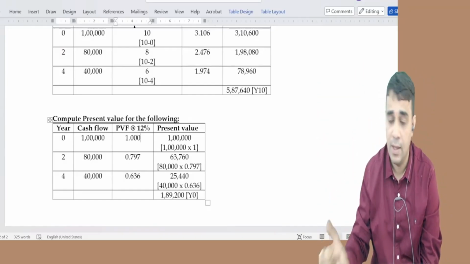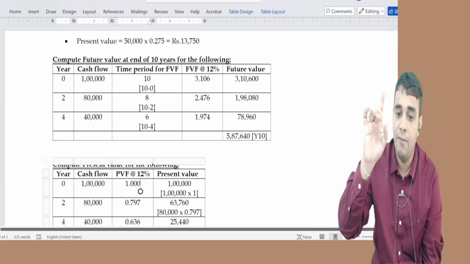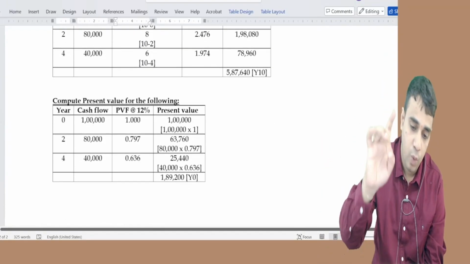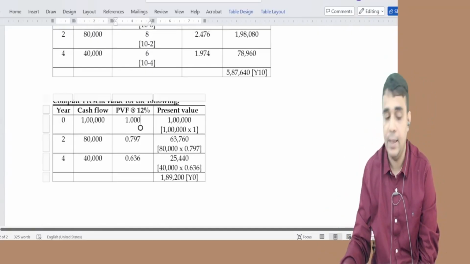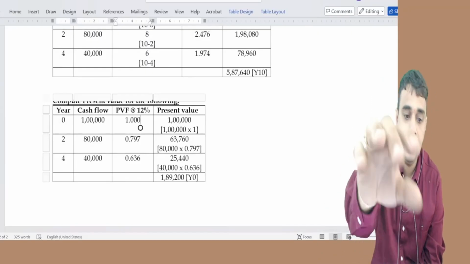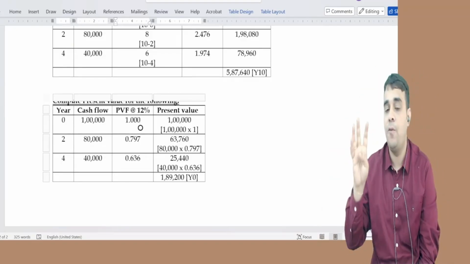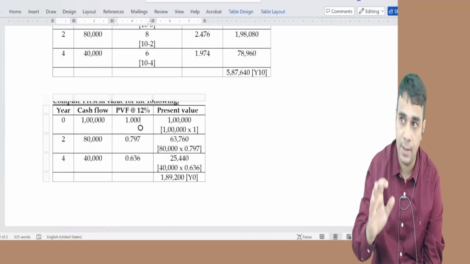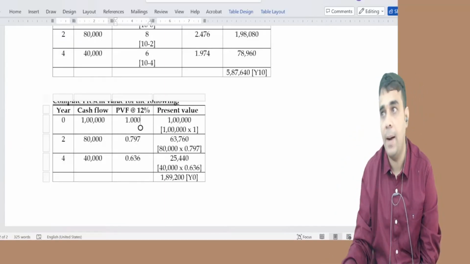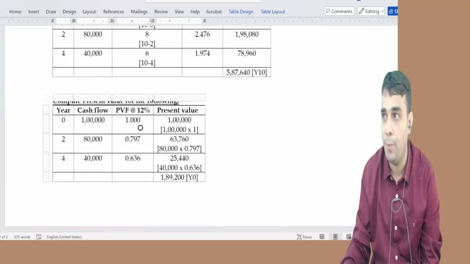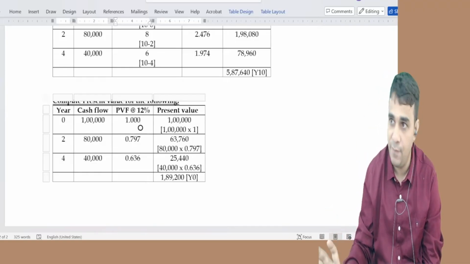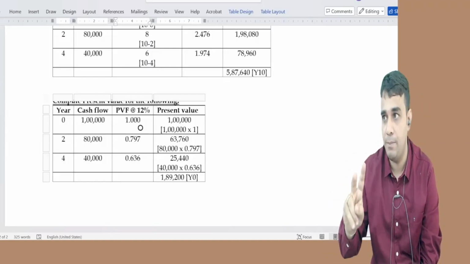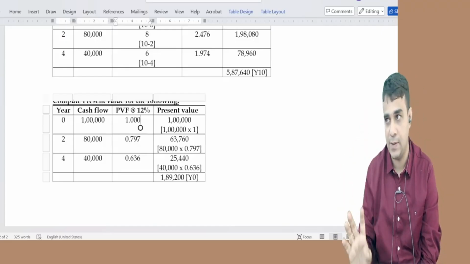Able to understand this? I'll repeat again. Getting 587,640 in the 10th year, getting 189,200 today, getting 1 lakh today, 80,000 in second year, 40,000 in fourth year, all three are mathematically same, or from a time period point of view, all three are same. Can we proceed? Done. So we have done one number, then we did series of numbers and calculated future value, calculated present value. Any doubts to this?